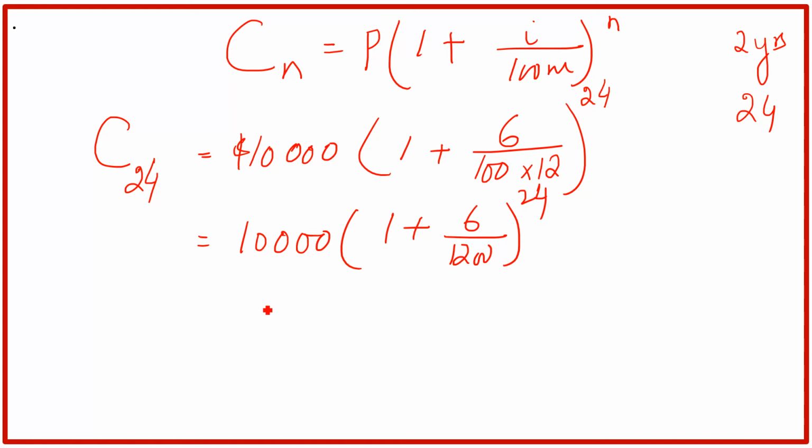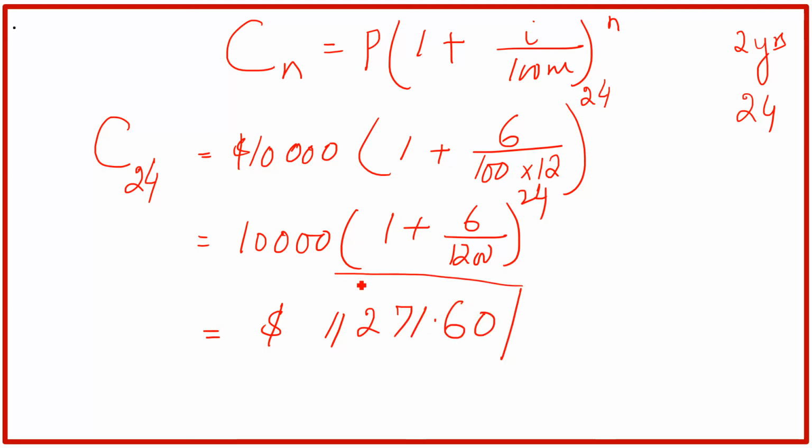When you simplify it, the answer should be 11,271.60. So your amount after 2 years or after 24 months, compounded monthly at the interest rate of 6%, will be 11,271.60.